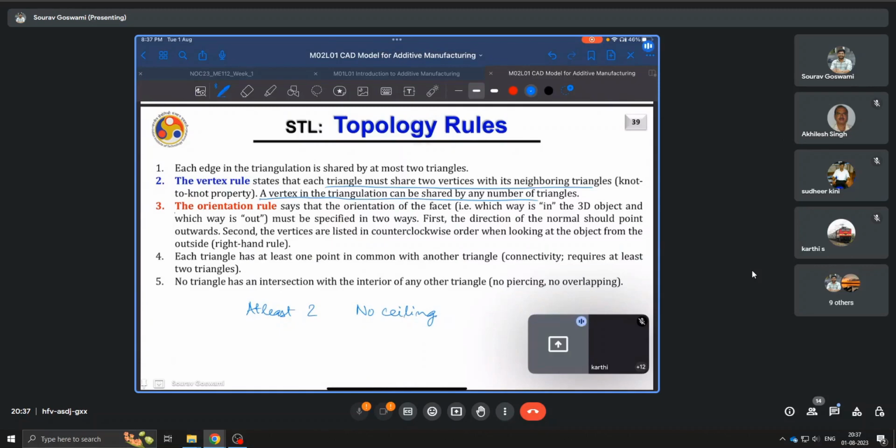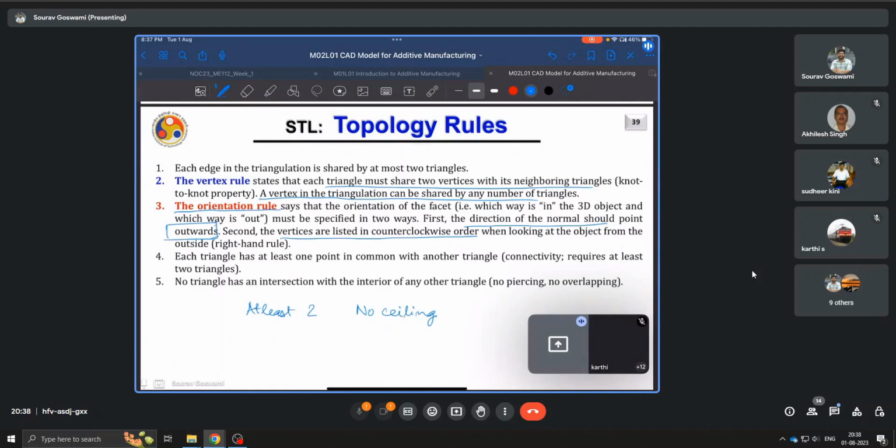The orientation rule, which we are discussing. First, you indicate the direction of the normal, which should point outwards. This is the outward normal. And second, the vertices are also listed in a counterclockwise fashion, consistent with the right hand thumb rule.